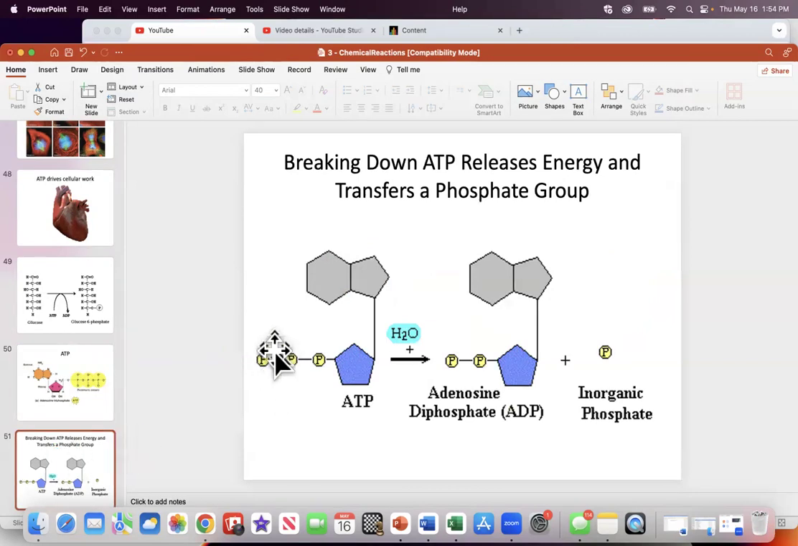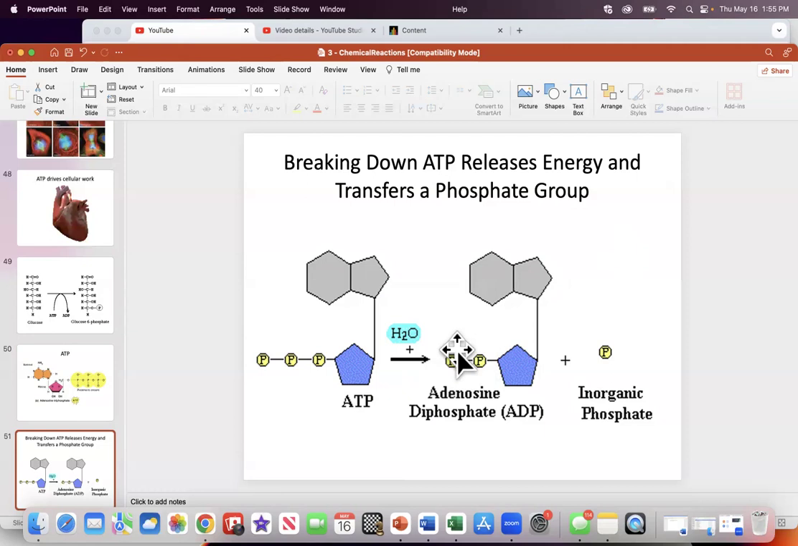Remember we talked about the bond, right? Every time you see the dashed line, that's the covalent bond. So every time you break the covalent bond, energy is released. So you have 3 phosphate groups here. And when you break the covalent bond, this phosphate group is released, and then the energy can be used by your living cell. And now this molecule only has 2 phosphates. So it's not TP, it's DP, diphosphate, ADP. So ADP is a low energy molecule.